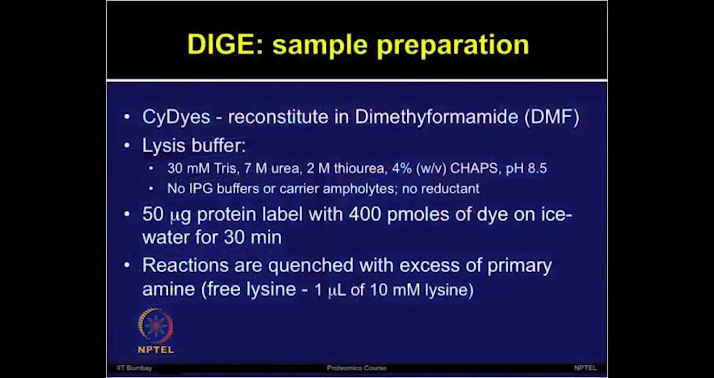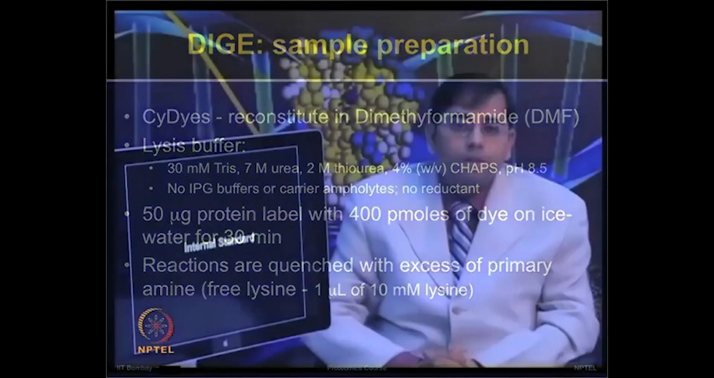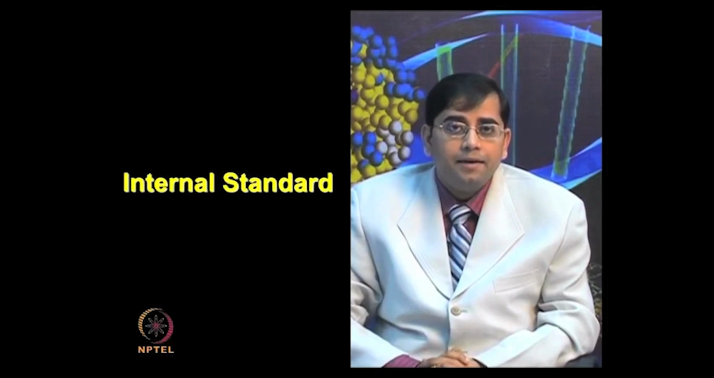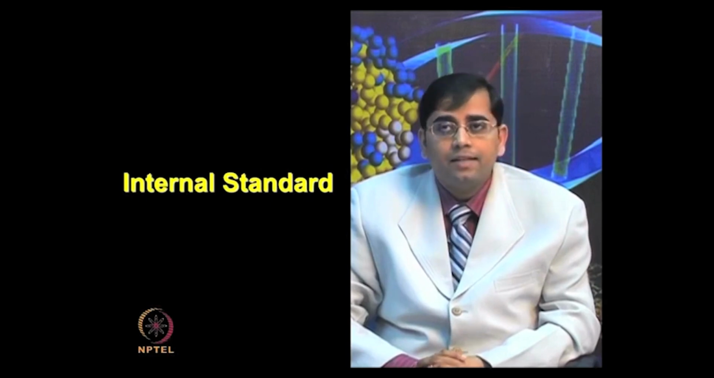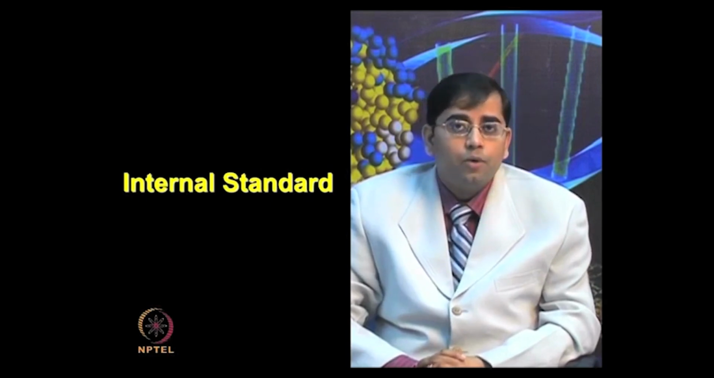Now, once this reaction of half an hour is done, the reaction should be quenched with an excess of primary amine, the free lysine, by adding 1 microliter of 10 millimolar lysine. Then the reaction will be stopped and you can proceed with the next step. So, while you are doing this reconstitution of dyes and labeling your protein samples with the Cy3 and Cy5 dyes, now let us think about our Cy2 dye and the internal standard.